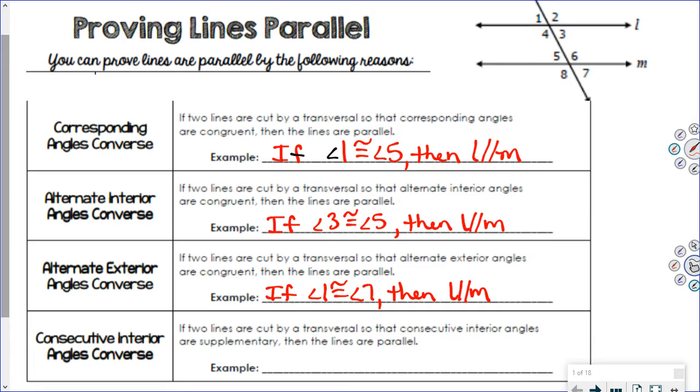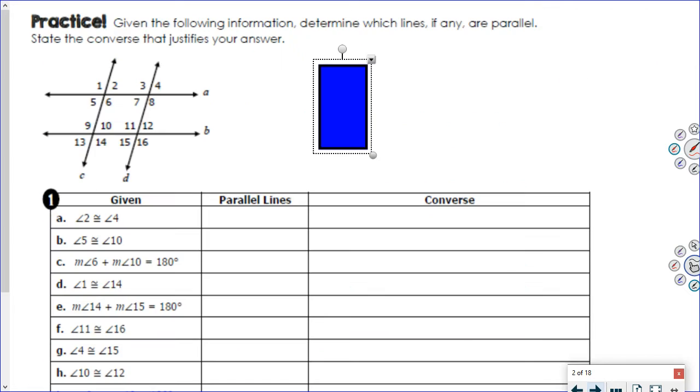The only one that's slightly different, again, is the consecutive interior angles. We're going to pick a pair of those, and instead of being congruent, those have to be supplementary. So if we look at angle 4 and angle 5, if we look at those angles together, if they equal 180 degrees, then we know that those lines are parallel. So again, before we were making conclusions about the angles because we knew the lines were parallel. Now, because we can use this converse, if we know angles are congruent, then we can say that those lines are parallel.